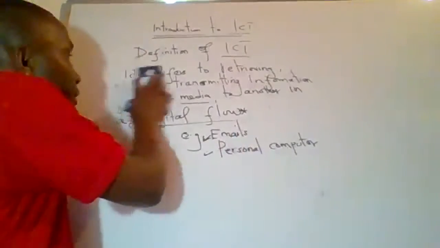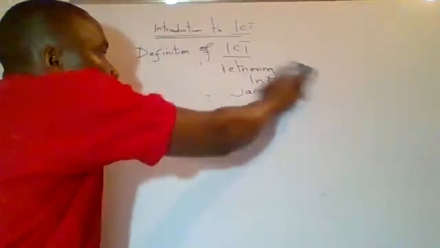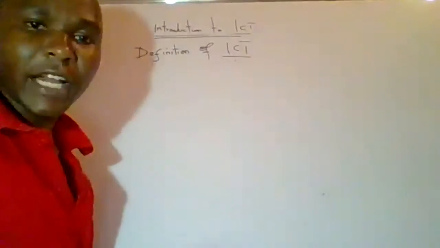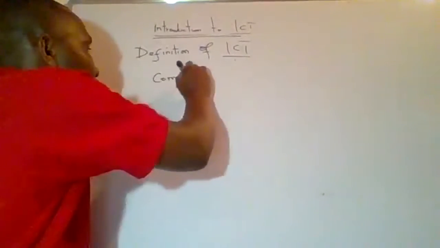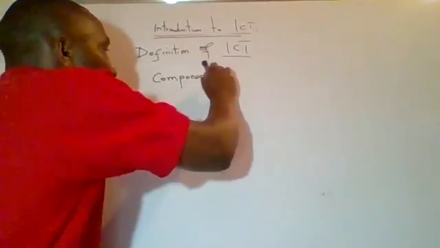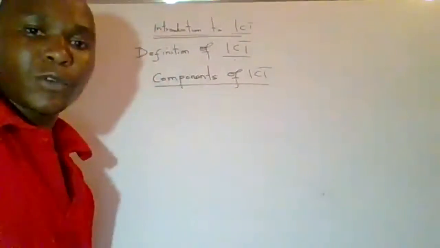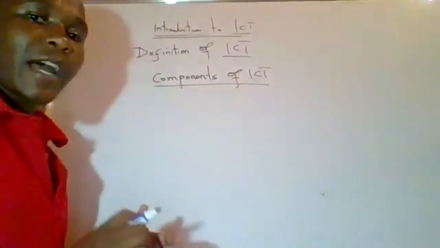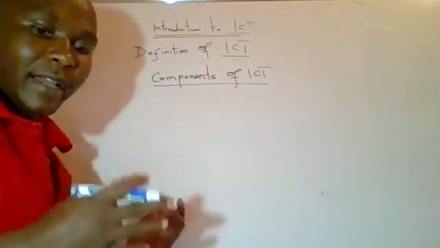Ukishaandika definition, you can write for me the components of ICT. ICT iko na nini? So niandike components of ICT. ICT iko na so many things. Like tukisema personal computer iko na vitu nyingi.